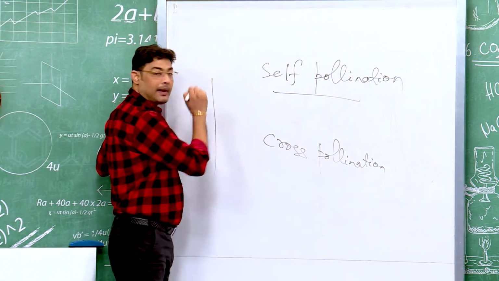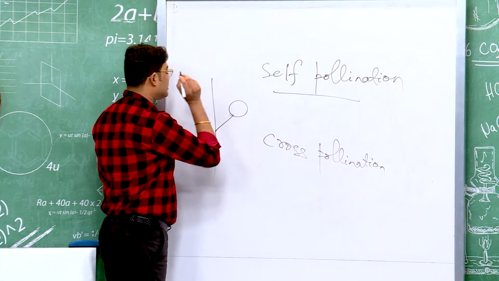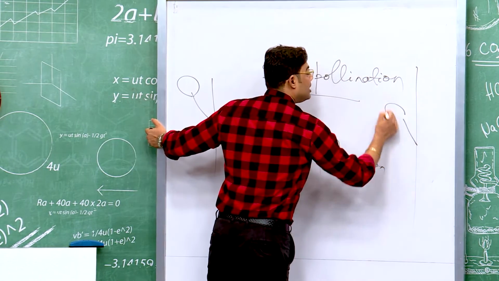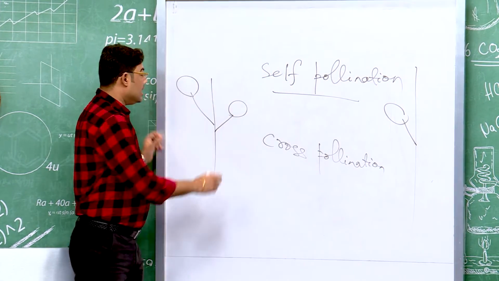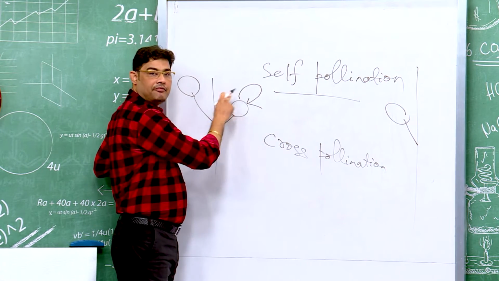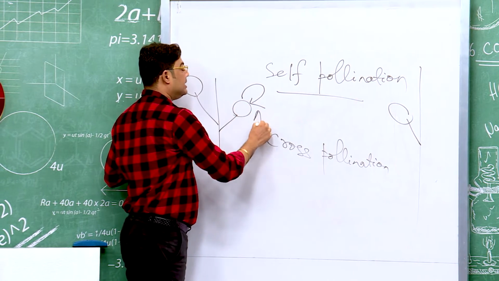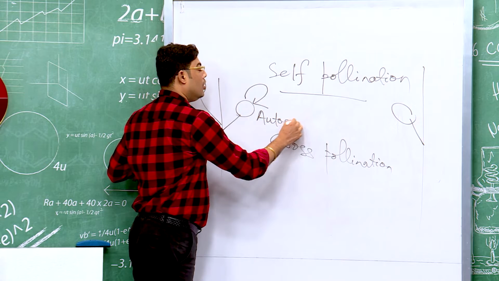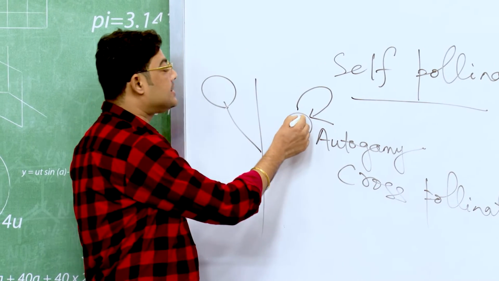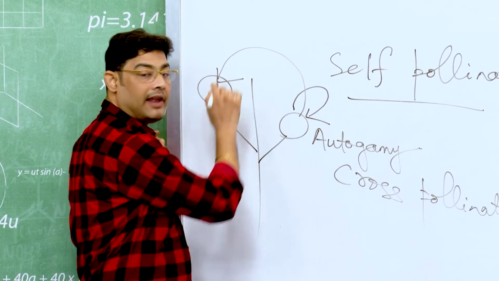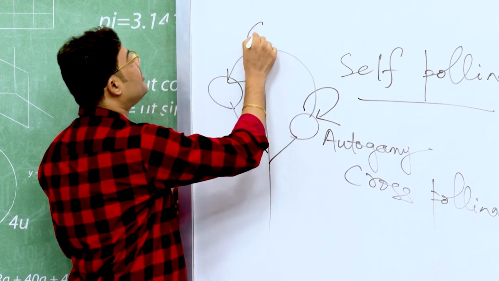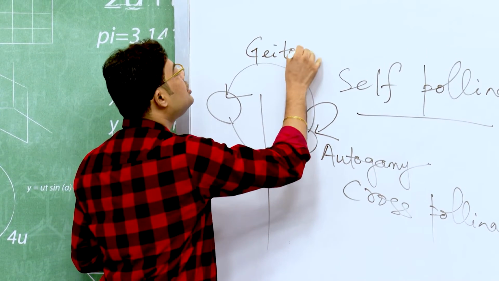Let us see, suppose this is a plant, this is one first flower, this is another flower, and this is another plant with a flower. If the pollination takes place here in the same flower itself, then this pollination is called autogamy. If this pollination takes place between two different flowers but borne on the same plant, then this type of pollination is called geitonogamy.